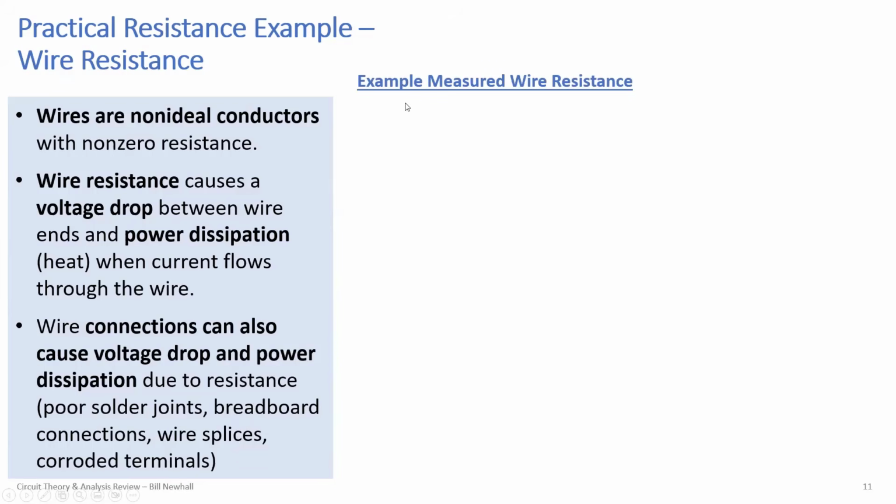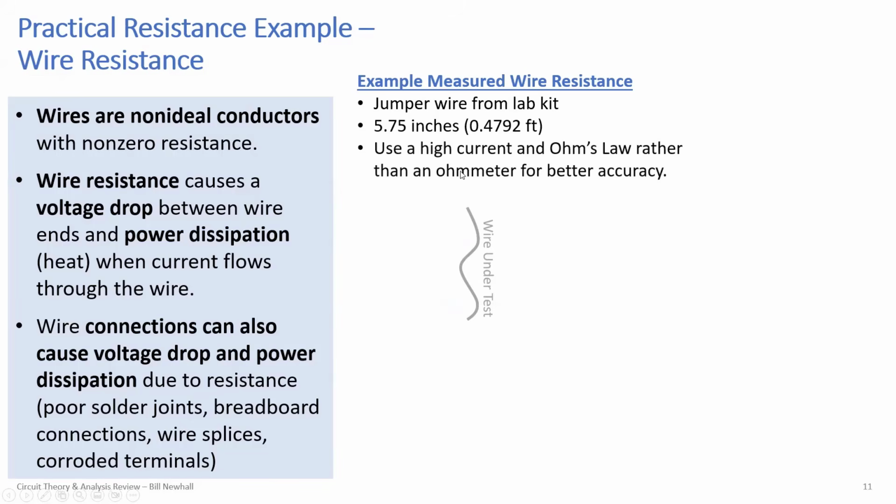So here's an example. Measured wire resistance. You take your jumper wire from your lab kit. You're going to get these next week. And the one I used, I think you have 8-inch wires. This one was 5 3/4 inches right here. So here's a wire under test. And so I actually asked, does this matter? Do I really care that these are thin wires and that we're using a couple amps for motors?